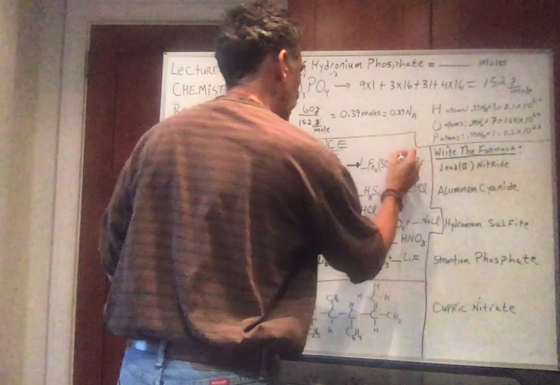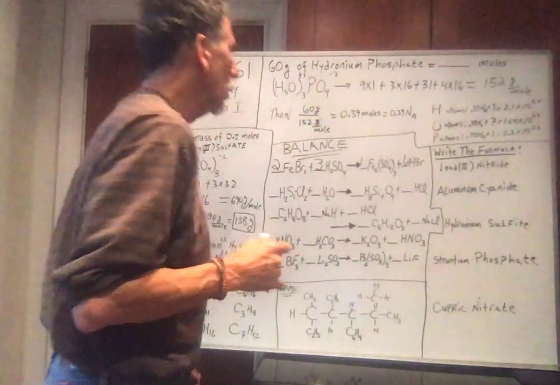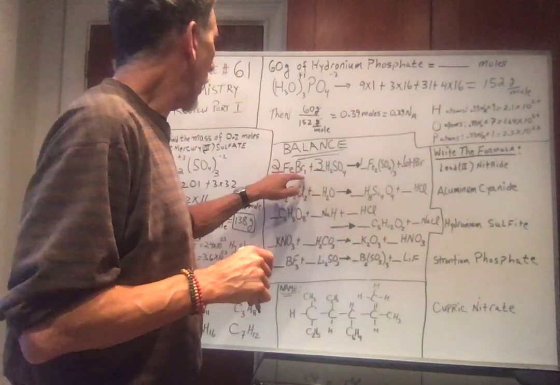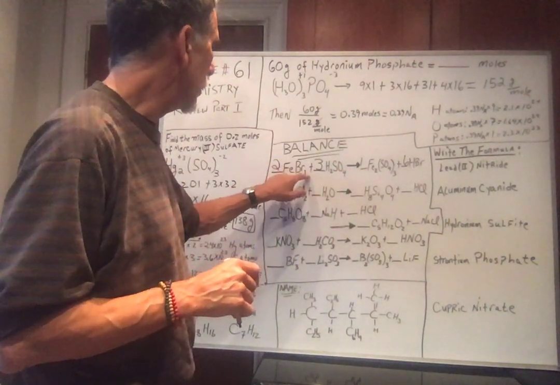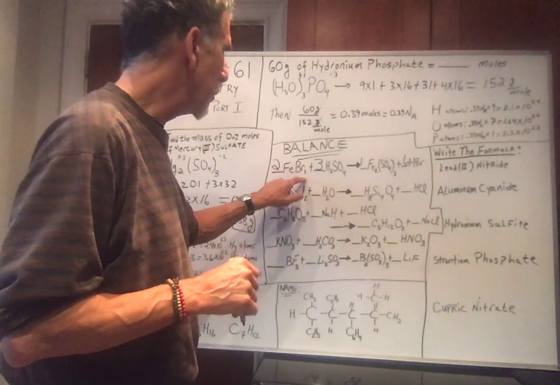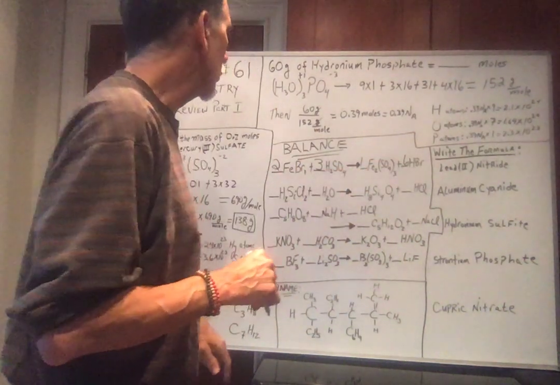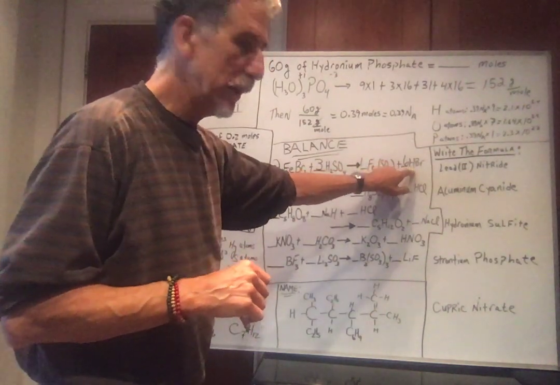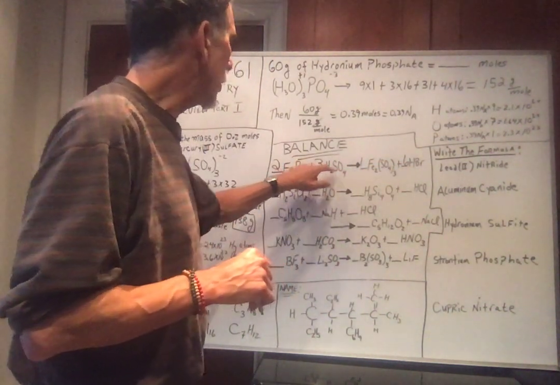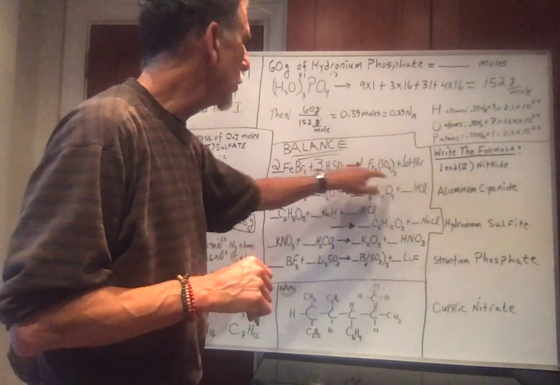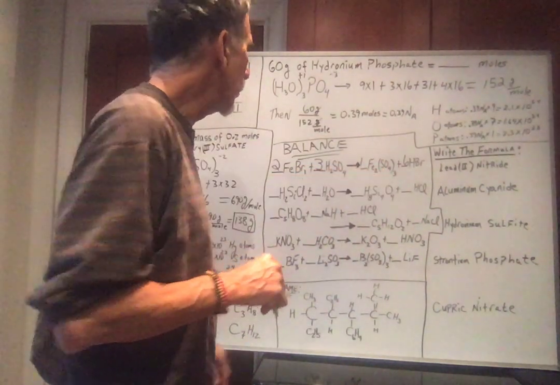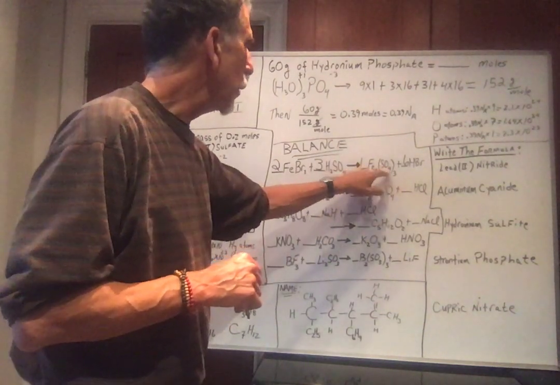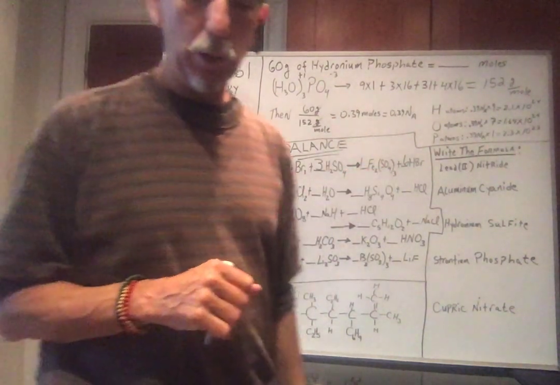There's a 1, I think, and a 6. So let's see. I have 2 irons. I have 2 times 3. You see the 3? 6 bromines. 6 bromines. 3 times 2 is 6 hydrogens. 6 times 1, 6 hydrogens. 3 times S is 3 sulfurs, 3 sulfurs in this phosphate ion. 3 times 4 is 12 oxygens. 3 times 4 is 12 oxygens. That one looks good. Okay?